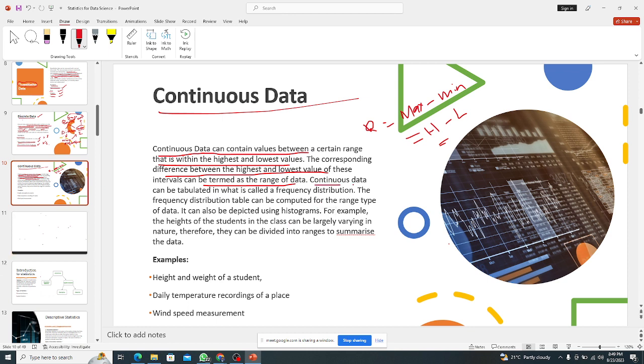Continuous data can be tabulated in what we call a frequency distribution. The frequency distribution table can be computed for the range or type of data. For example, if we are given a population of 1,000 people, and you are given the age of all these 1,000 people.